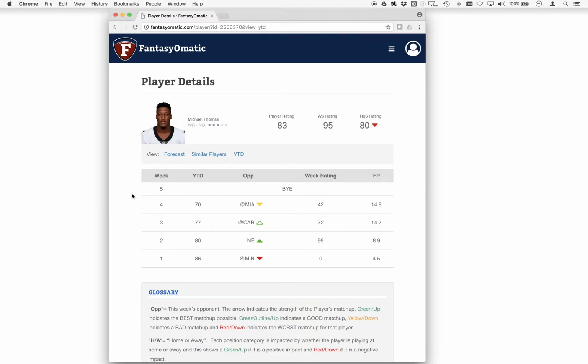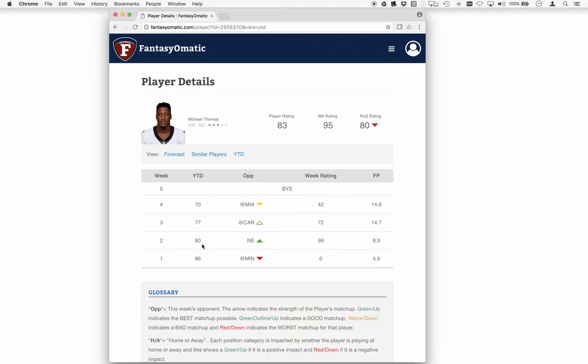Year to date just shows all the different values for the player year to date. And you can see that the player ratings change throughout the course of the season, and those are affected by the matchups that they faced and how well they did against those matchups. You'll see that Michael Thomas started off the season as an 86, which is a pretty high value. And then he went against the Minnesota defense, which was a tough matchup. And unfortunately, he only scored 4.5 points.